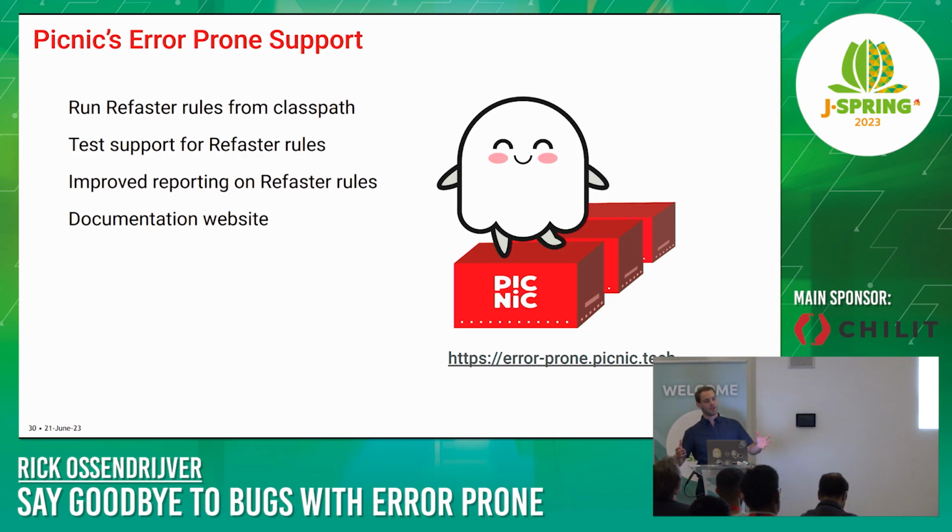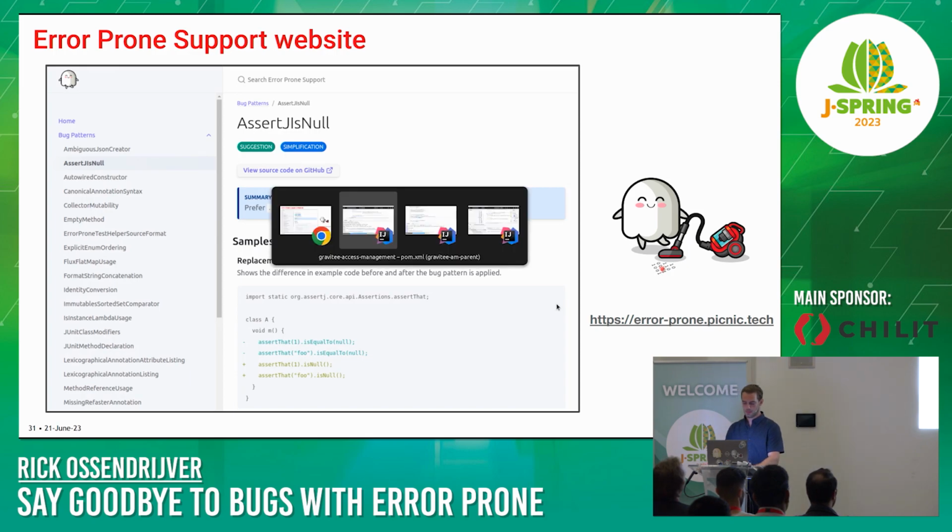So we created a module to easily test the Refaster rules by using input and output and verifying that it is correct. And we improved the reporting of Refaster rules. During the first demo, we saw that there was a Refaster rule that showed a violation. That's because we have support for the same level of reporting, such that the reporting is similar to bug patterns. And we also have a documentation website, which I can show you.